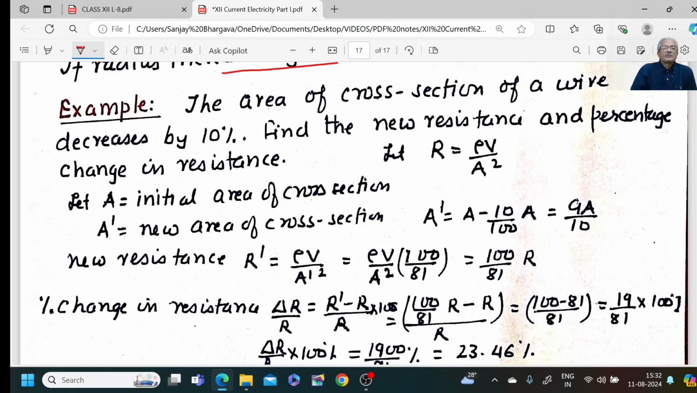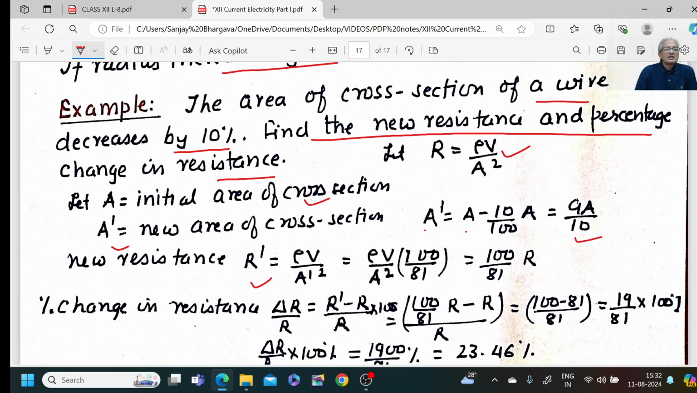Another example here: the area of cross section of a wire decreases by 10%. Find the new resistance and percentage change in resistance. See, the area is decreasing by 10%, so I cannot use the approximate relations that we have derived. We now want to make a perfect full calculation to obtain the answer. Let us check. R was equal to rho V upon A square. A is the initial area and let A dash be the final area of cross section. What would be the value of A dash? It is A minus 10%, that is 9A by 10.